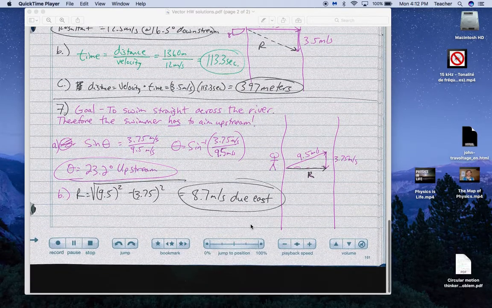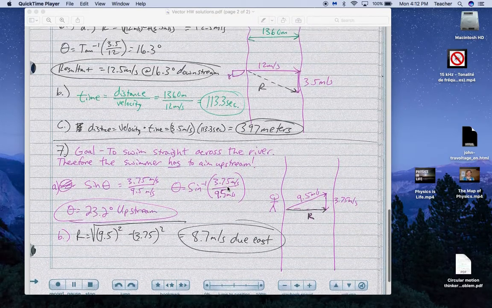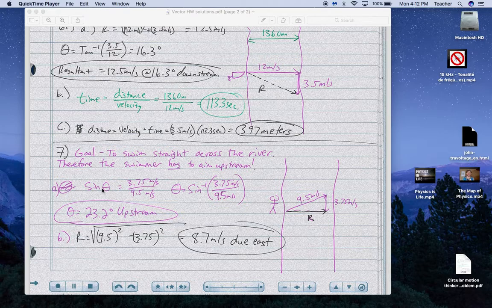The final problem I've got here, and I sort of scrunched this up unfortunately, the goal is to swim straight across the river. Therefore, the swimmer would have to aim upstream. So you put the swimmer's speed as the hypotenuse, aiming upstream. The current is heading downwards at 3.75 meters per second. Your resultant would therefore be due east in this case. So to find that angle, I need to use inverse sine because it's opposite over hypotenuse, not opposite over adjacent. And that ends up being 23 degrees. The resultant would be the hypotenuse squared minus 1 leg squared, the square root of all that, and that gives me 8.7 meters per second.